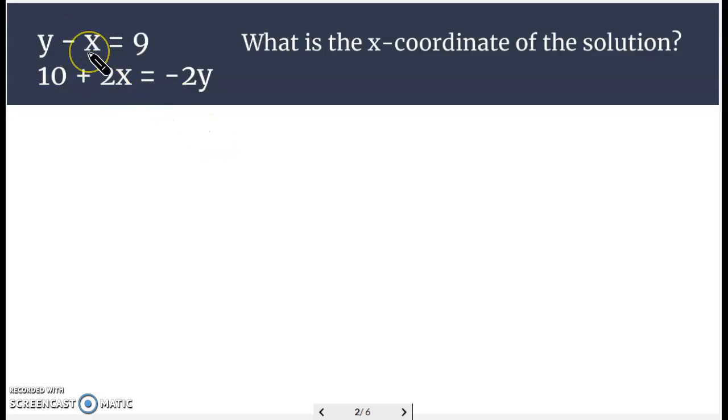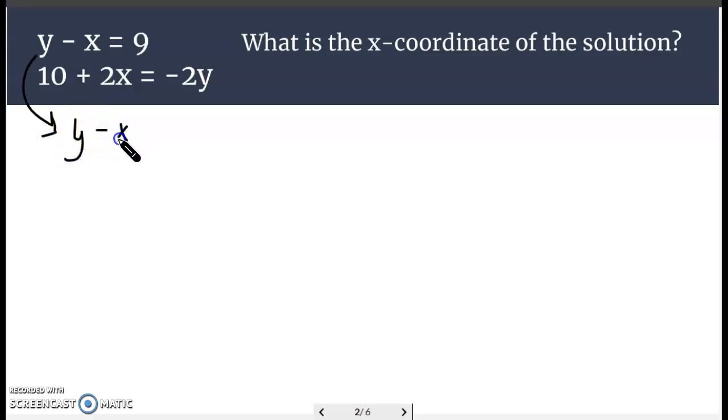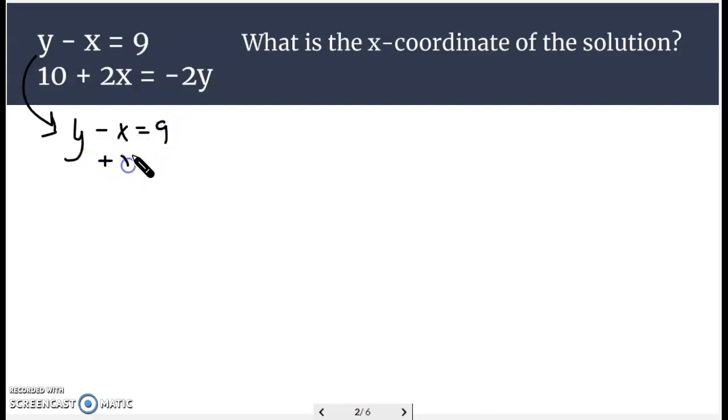Now we could graph these, and graphing using Desmos.com is a great way to graph systems of equations. You could graph them, see where they intersect. We're going to do this by hand. What we're going to do first is that first equation. I'm going to get y by itself, and the way we're going to do that is add x to both sides.